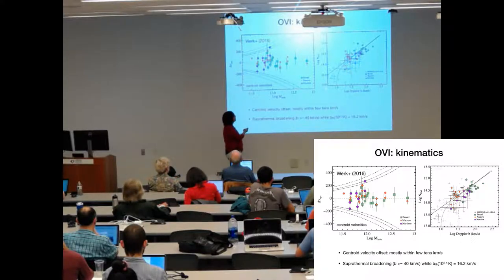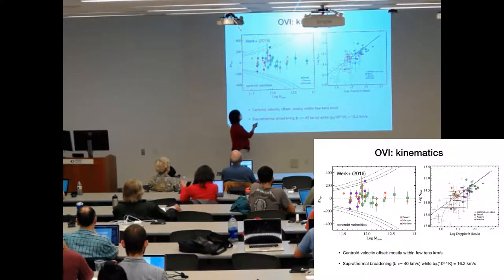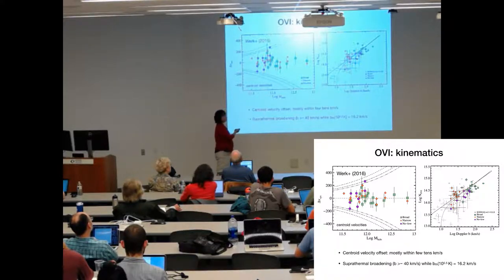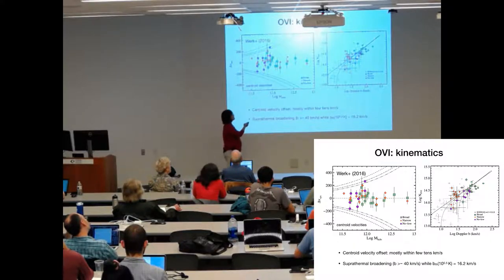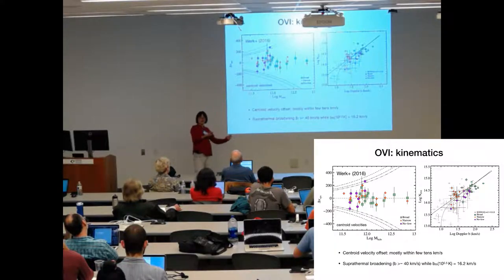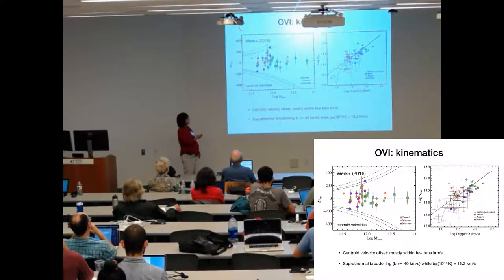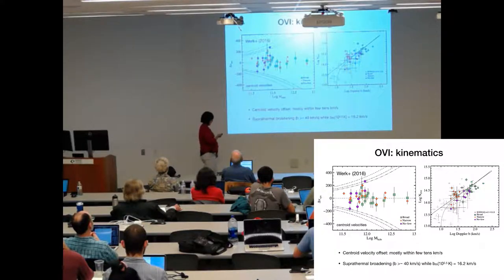The other piece of information we have is the column density of oxygen 6 versus the line width, the Doppler width of the line. We find that if you have a large column, you also have large broadening. This broadening, in kilometers per second, is much larger than you would expect for 10^5 or 10^6 K gas from just thermal broadening. So there is gas motion there that can be detected.